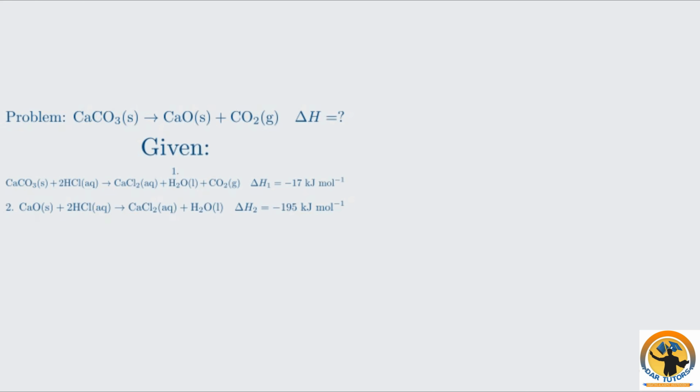kilojoules per mole. To construct the cycle, we place the components of our target reaction at 2 points on the diagram. We can put the reactants, calcium carbonate, and the products, calcium oxide plus carbon dioxide, at the top corners of a triangle. The arrow pointing from reactants to products represents our target enthalpy change, delta H. The common pathway, the products of the given reactions, forms the third point of the triangle. In this case, it's the aqueous calcium chloride and liquid water.